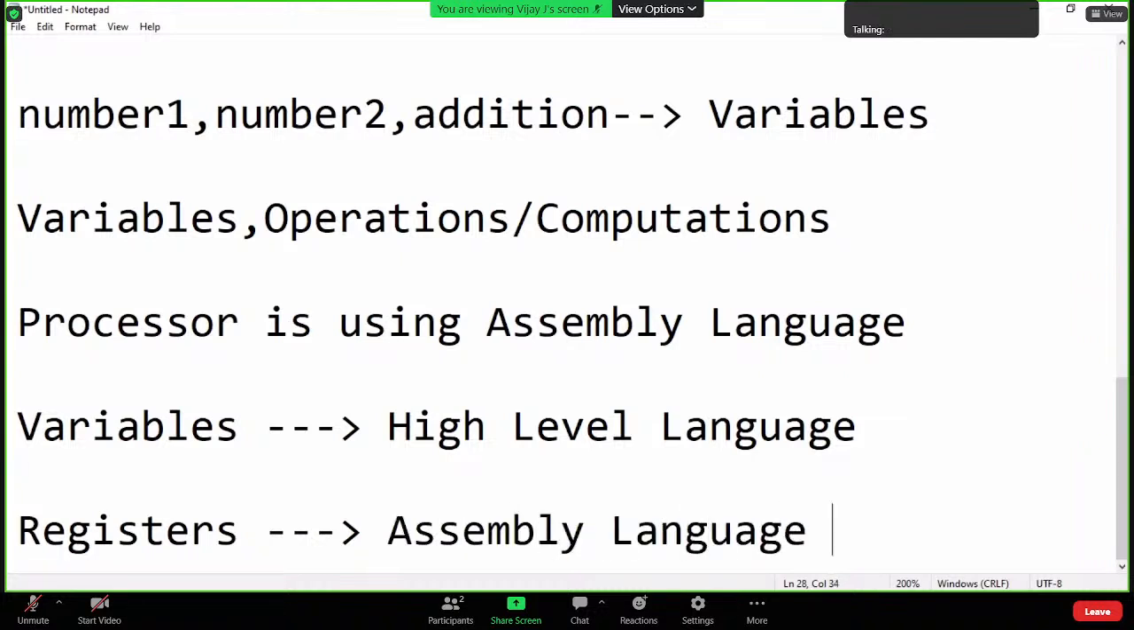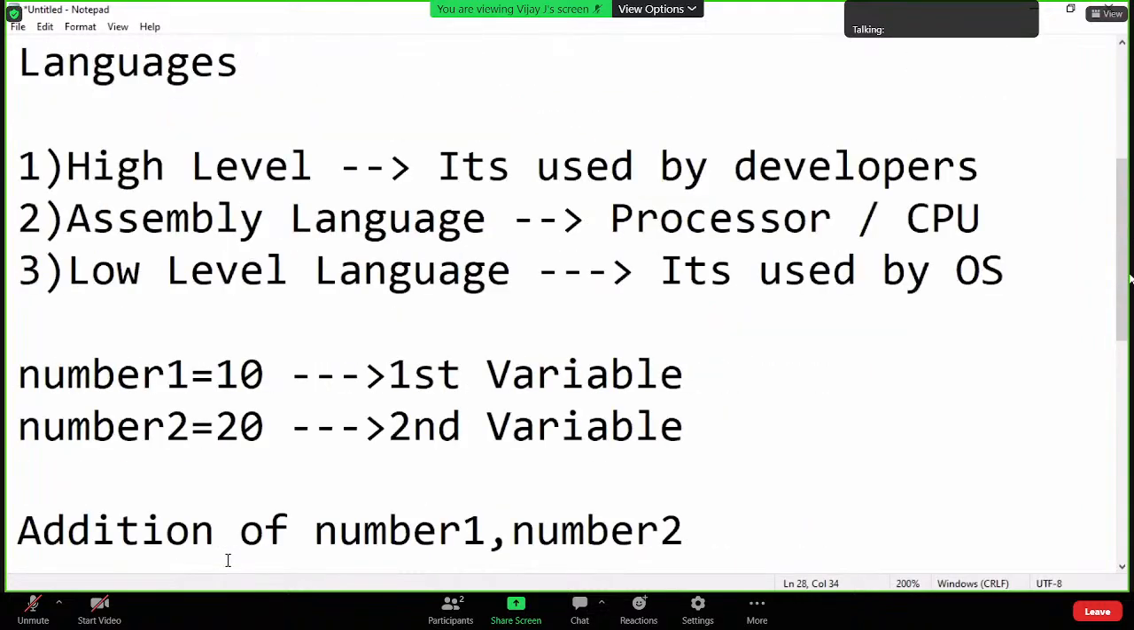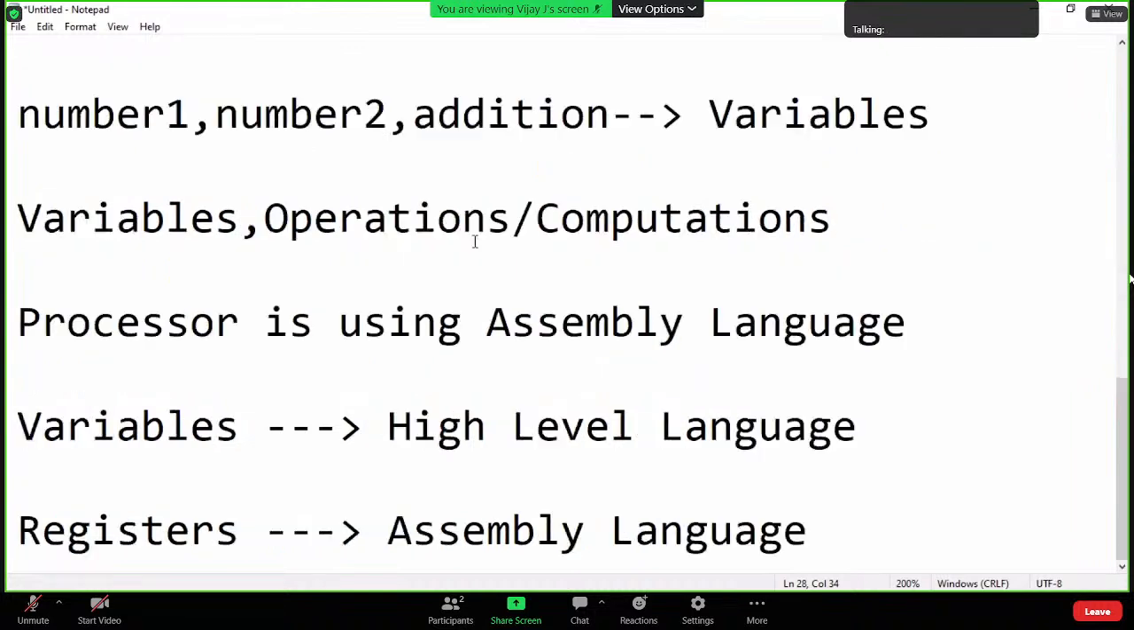Clear? So at the second level, you may be giving your program to the processor. The processor is very important actually. But what is the processor doing? Is the processor using a high level language? No. The processor is using assembly language.